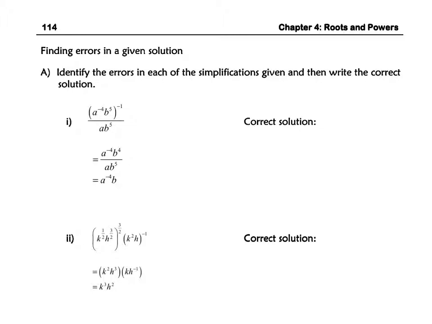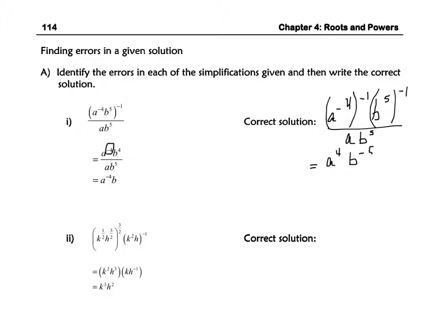Okay, so this example here now is finding the errors in a given solution. So if we look at the first one there, if we start to do our own solution, we have a to the negative 4 to the negative 1, b to the 5 to the negative 1 over ab to the 5. So if we work that out, that should actually be a to the 4, not negative 4, and b to the negative 5, not add the exponents, I have to multiply them.